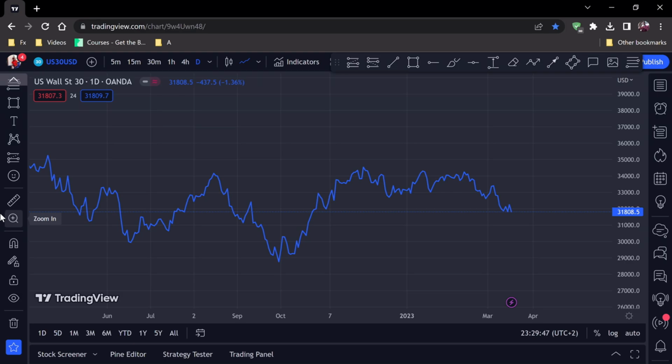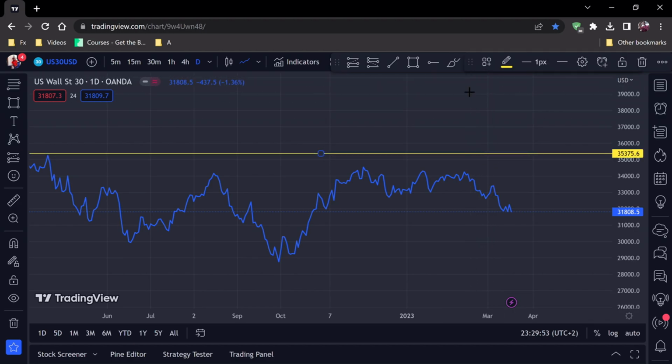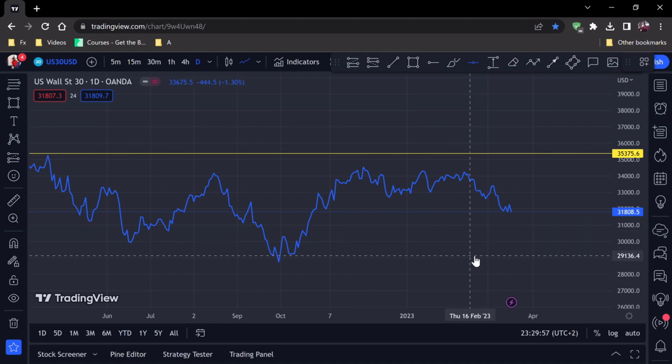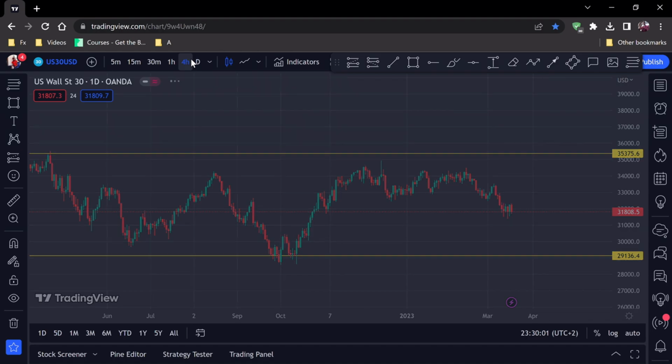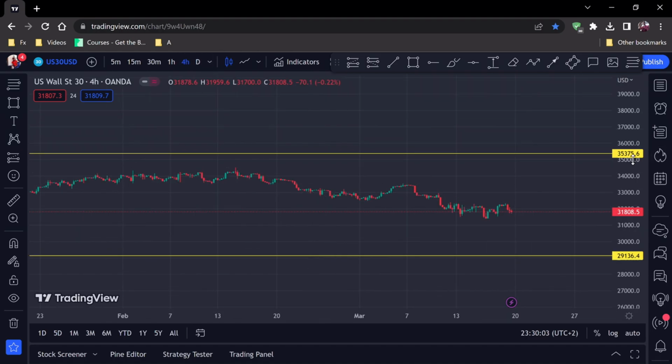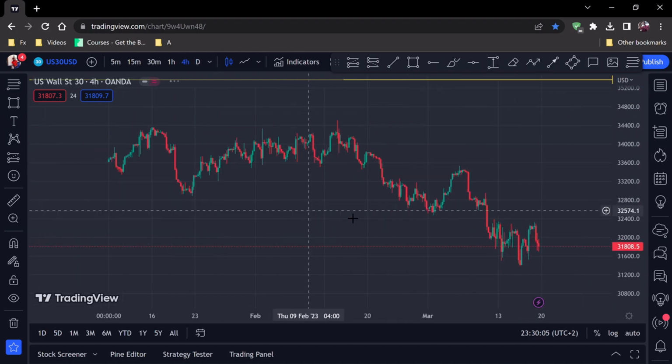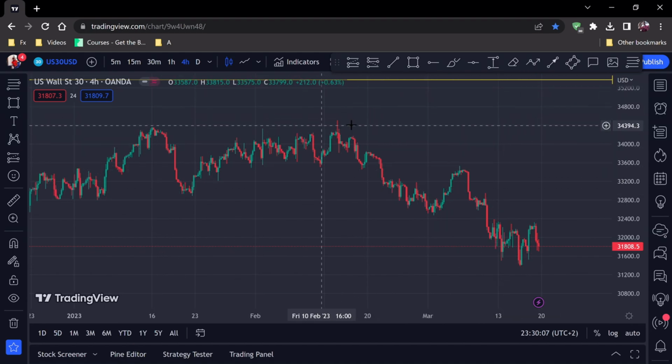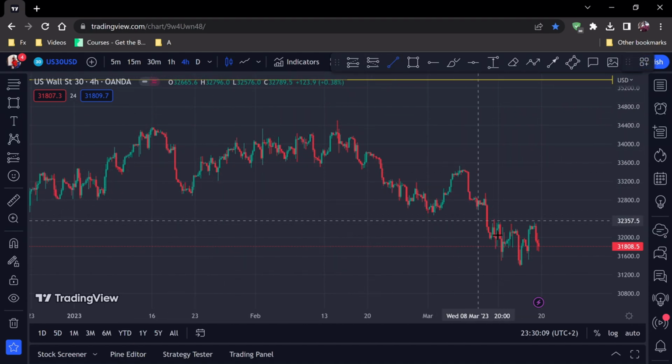Taking a look at US 30, and we are just gonna plot our weekly high and our weekly low. Weekly high and weekly low. We are gonna go to the candlesticks onto the 4-hourly time frame. Then we're just gonna zoom in to get a clear view of the chart, and you can see that we are also in that downward movement, right? We are in that downward trend.